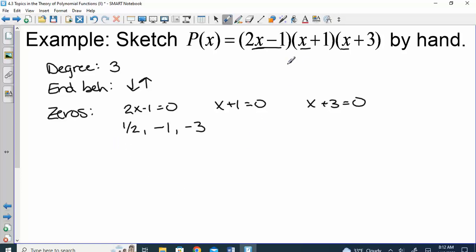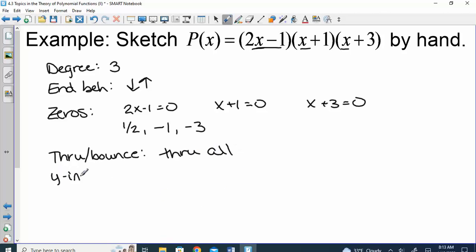Again, how do I know when I have a multiplicity? Exponent, a square, a cube, something like that. The next question, does the graph go through or bounce? Through. All of these have a multiplicity of 1, so the graph will go through all of those when I draw it.